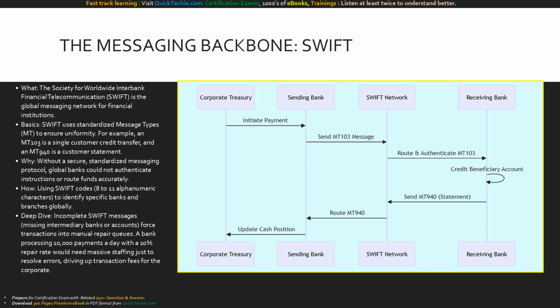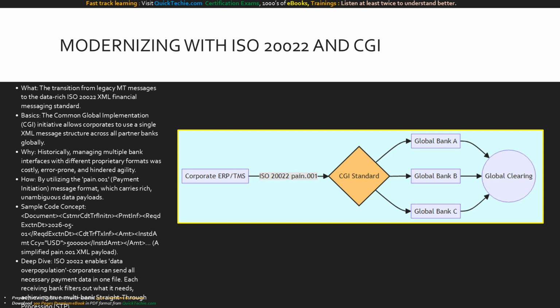Let's walk through a cross-border transaction using this sequence diagram. First, corporate treasury initiates the payment. The sending bank formats this into a standard MT-103 message and pushes it into the SWIFT network. SWIFT securely routes and authenticates this message to the receiving bank, which then credits the beneficiary's account. At the end of the day, the receiving bank generates an MT-940 statement, sending it back through SWIFT to the sending bank, which finally updates the corporate treasury's cash position. A seamless, secure loop.